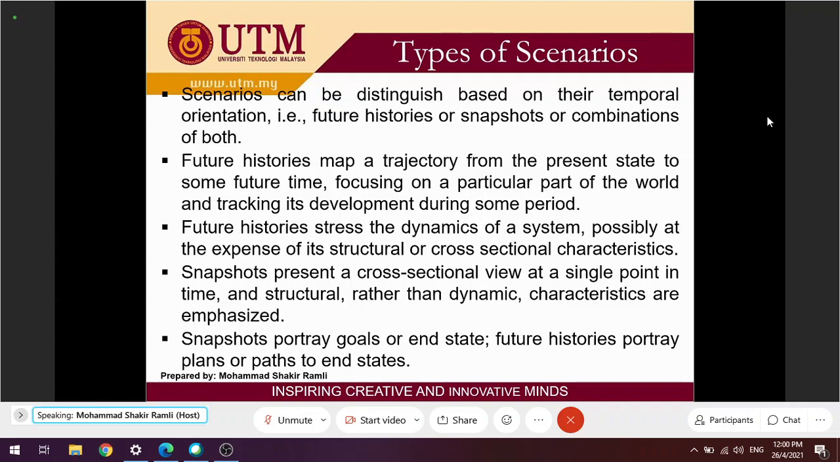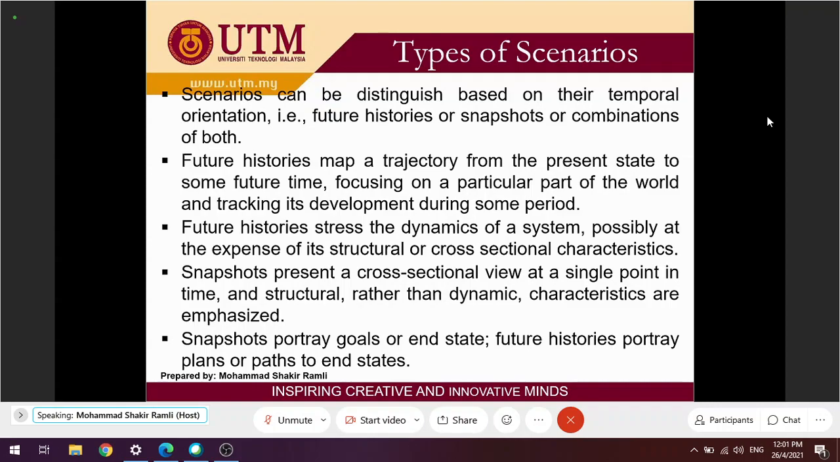Possibly at the expense of its structural or cross-sectional characteristic. Structural meaning the base of the system, or some cross-sectional, maybe other factors or variables can just come in. We can expect the beginning, but maybe, as we call it, under cross-sectional characteristic, all of a sudden something turns in along the timeline or along the milestone, something may happen. That's the dynamic of the future histories in scenario forecasting technique.